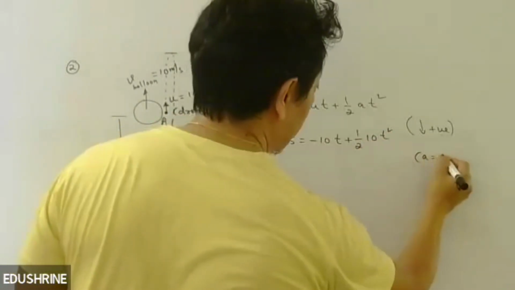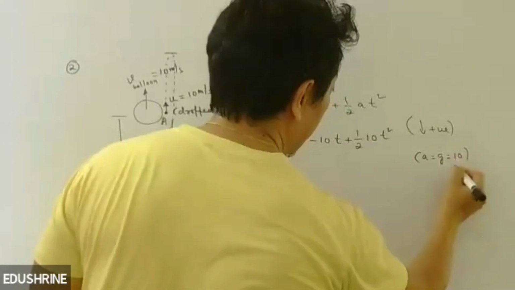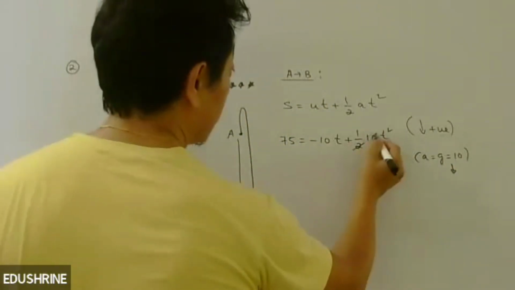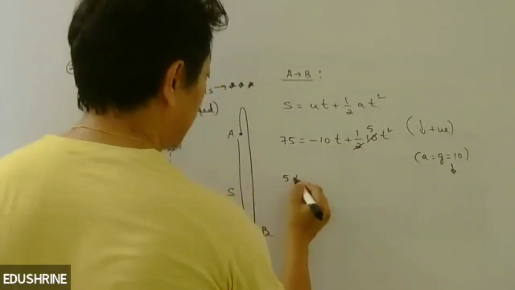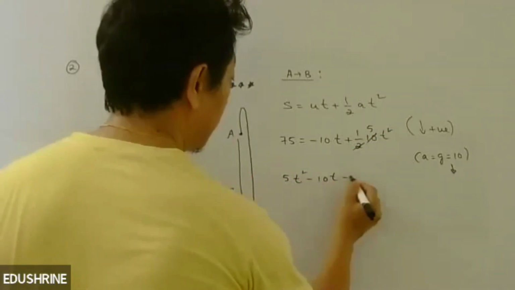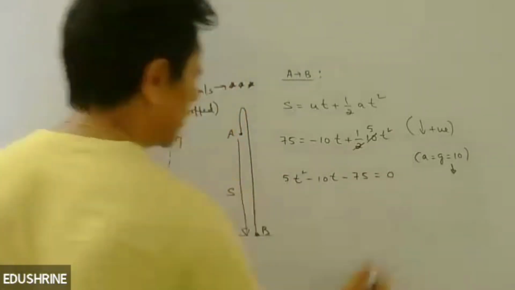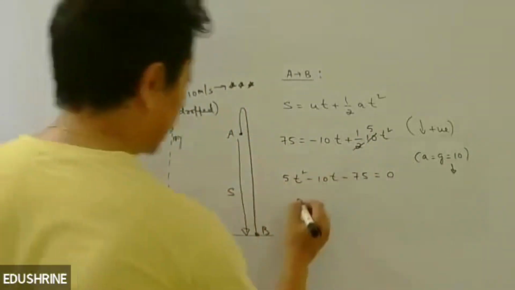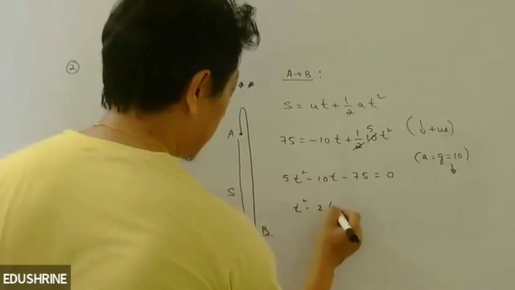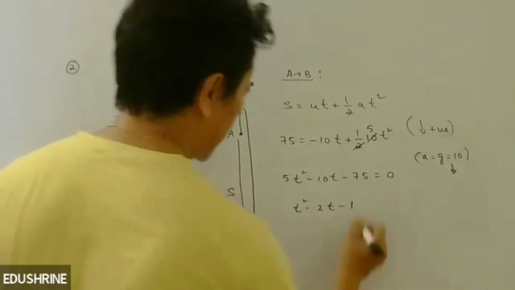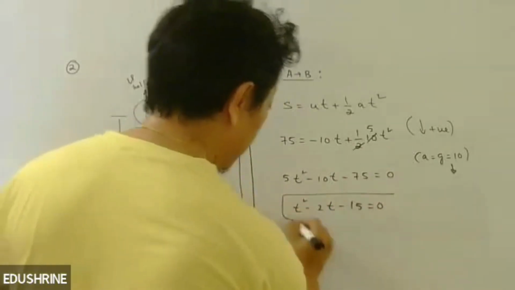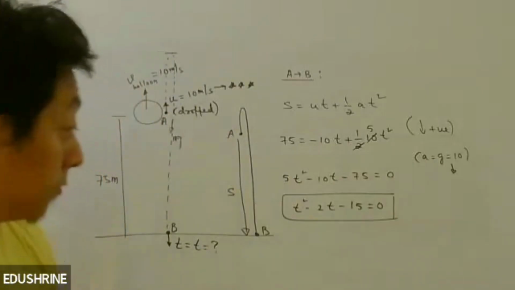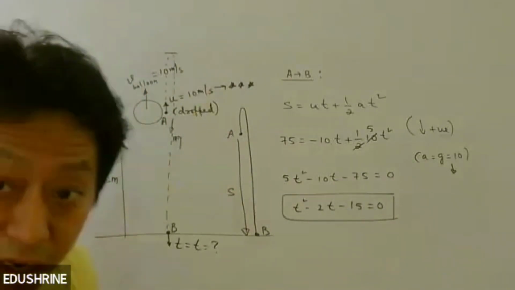So a is g, which is 10, and it is down, so I have taken down positive. Half of 10 is 5, so I will get 5t squared minus 10t minus 75 equal to 0. What did I do? I took 75 to the left. Let us divide by 5. We get t squared minus 2t minus 15 equal to 0. Can anybody give me the two solutions of this? What into what is 15? 5 threes are 15. Am I right?